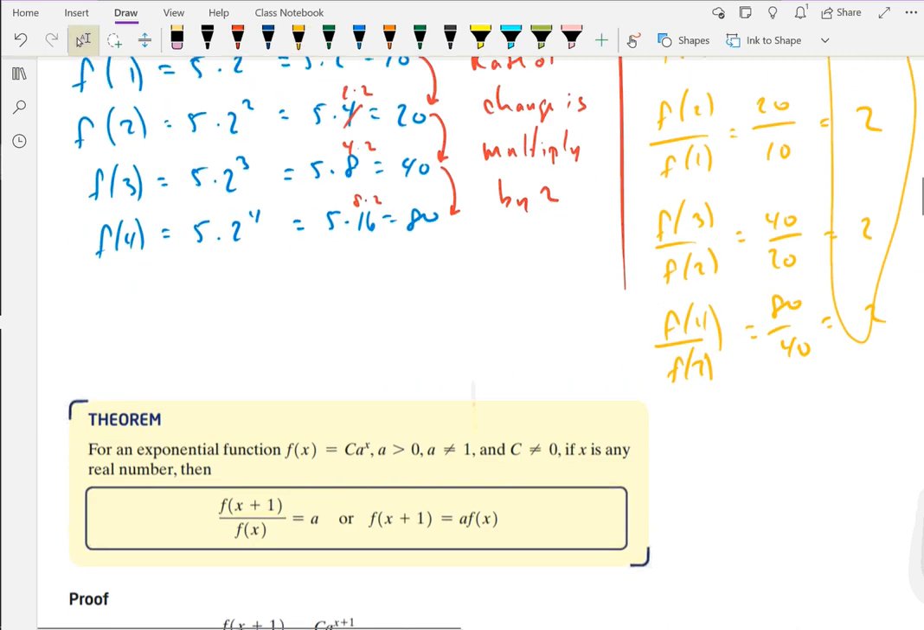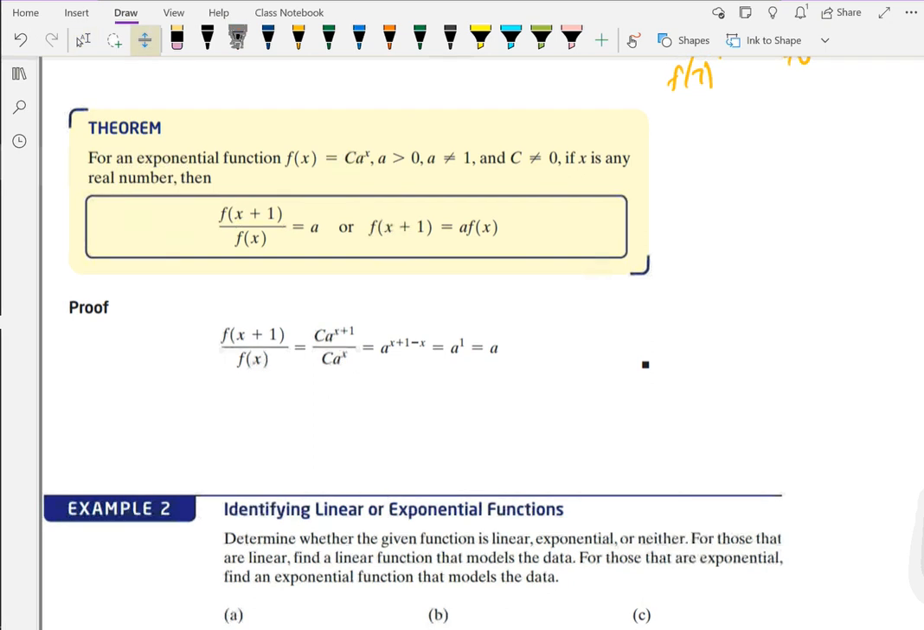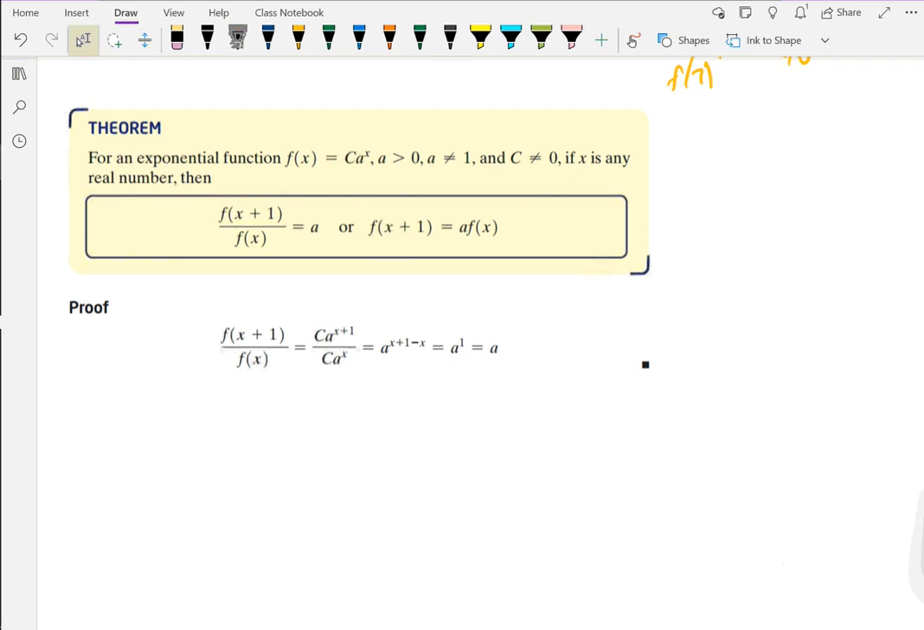Our theorem says, for an exponential function, f of x equals c a to the x, a greater than 0, a not allowed to be 1, c not allowed to be 0, so all our standard items as far as our exponential function. If x is any real number, then any two consecutive terms in ratio to one another is just going to be whatever this constant is as far as a, what we call our rate of growth or our base in this case.